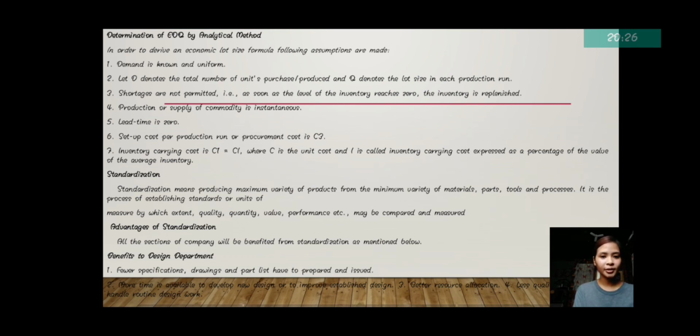The next is standardization. It means producing the maximum variety of products from the minimum variety of materials, parts, tools, and processes. It is the process of establishing standards or units of measure by which the extent of quality, quantity, value, performance, etc. may be compared and measured.